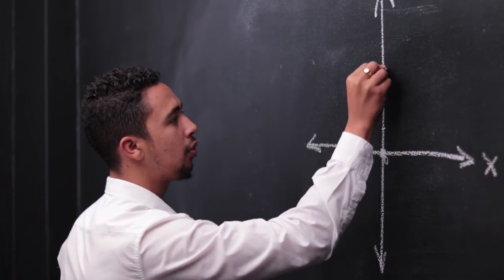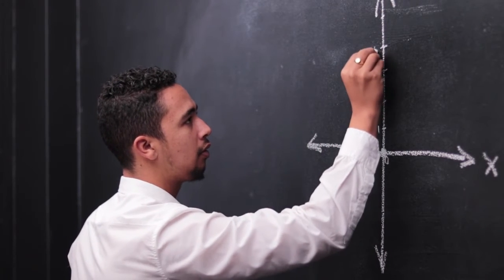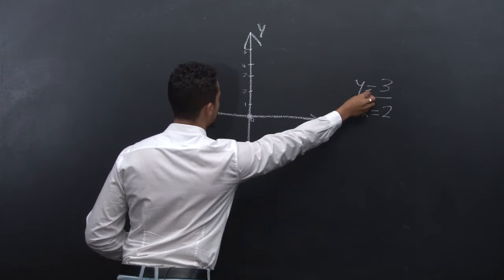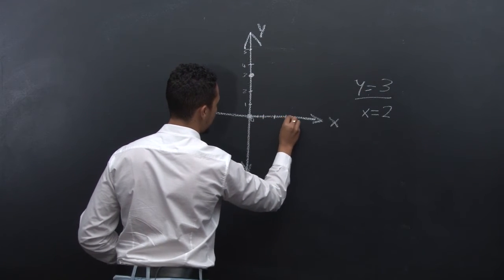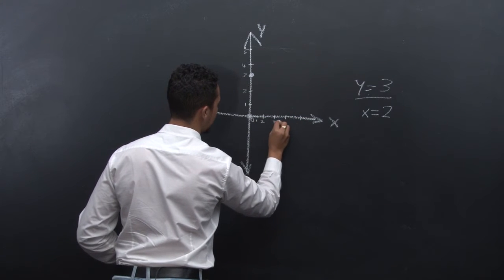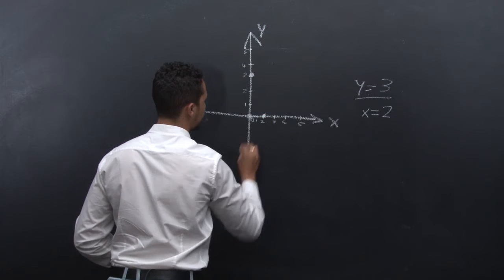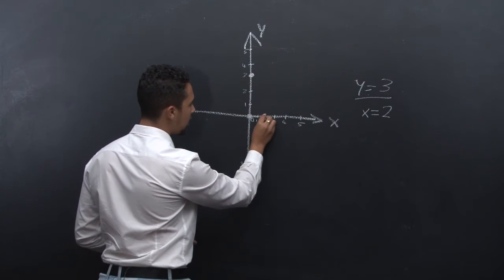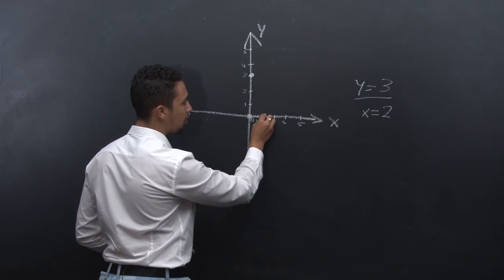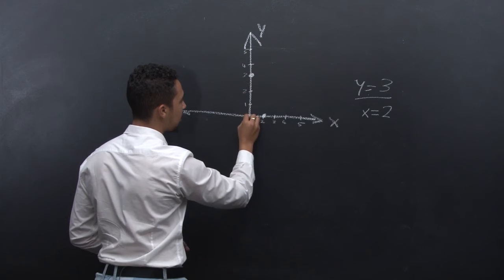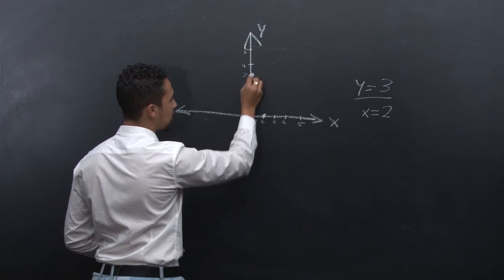So let's draw the positive values for y. 1, 2, 3, 4, 5. Okay, so we have 1, 2, 3. Y equals 3 is over here. 1, 2, 3, 4, 5. X equals 2 is over here. Keep in mind, over here, the y value hasn't changed. Y is still equal to 0 and x is equal to 2. And on the y-axis, on this point, x is equal to 0 and y is equal to 3.